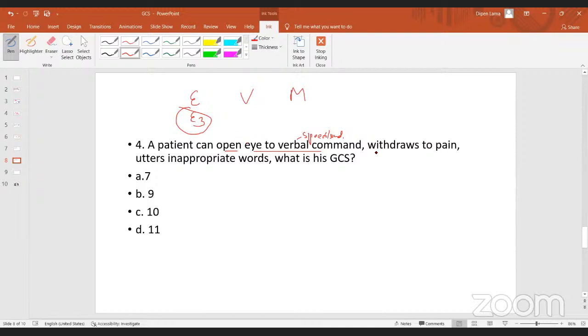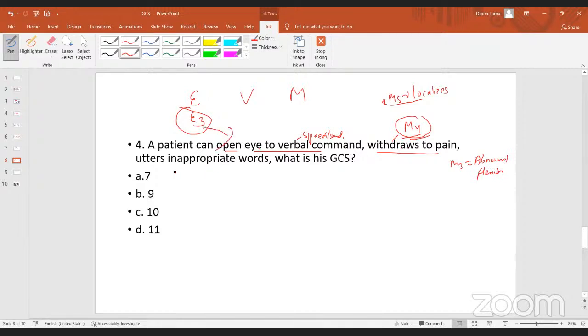So this is E3. Withdraws to pain. Withdrawal to pain means M4. M5 is localizes. If the question was localizes to pain, it would be M5. But in the question there is withdraws to pain, so M4. And if there is abnormal flexion, then it is M3. M3 is abnormal flexion. So withdraws to pain, M4.